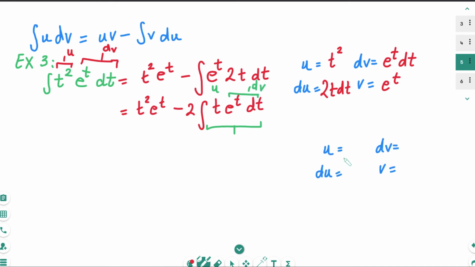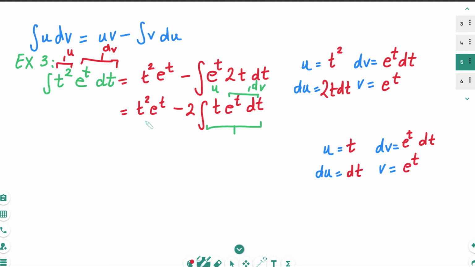Let's write this choice of u and dv for the new integral here. Don't confuse it with u and dv for the previous part. So now u is t and dv is e to the t dt. The differential of t gives us just dt, and this integral gives us just e to the t.